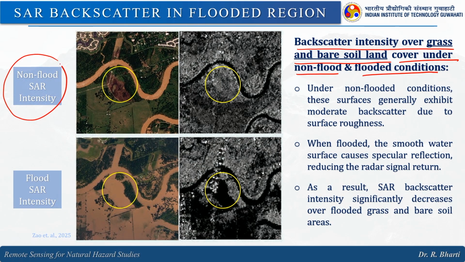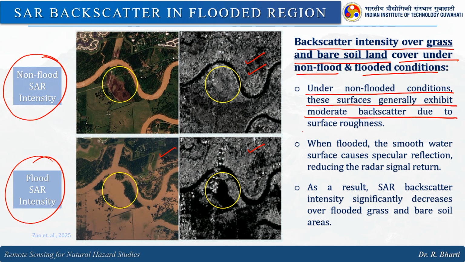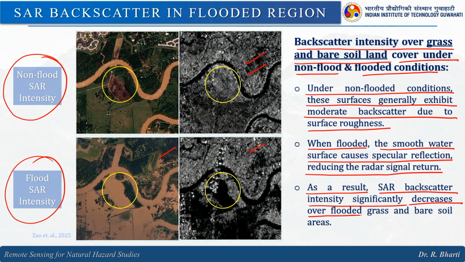So, this is non-flood SAR intensity and flood SAR intensity, right. These images are post flood and these are without flood. Under non-flooded condition, these surfaces generally exhibit moderate backscatter due to surface roughness. When flooded, the smooth water surface causes specular reflection, reducing the radar signal return.